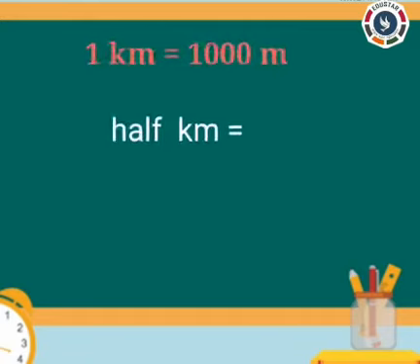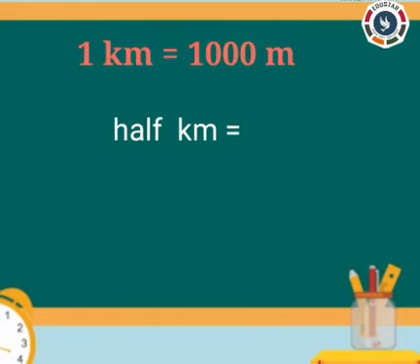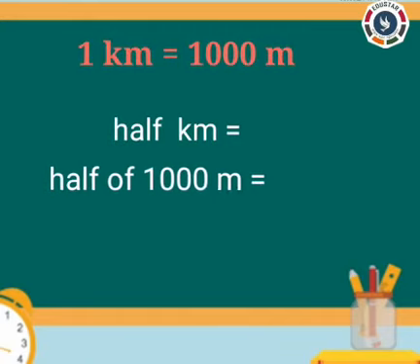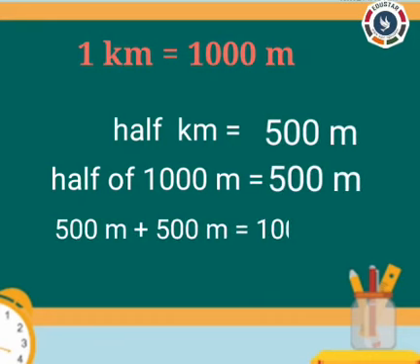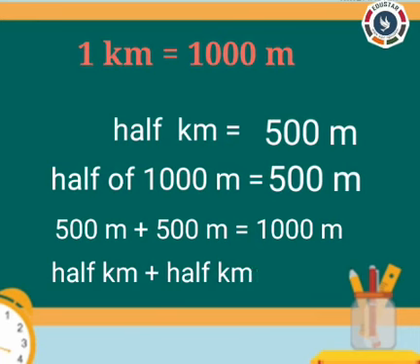Then what is half of 1 kilometer? I mean, what is half of 1000 meter? Correct, 500 meter. 500 meter plus 500 meter, we will get 1000 meters. That is, 2 times half kilometers, we will get 1 kilometer.